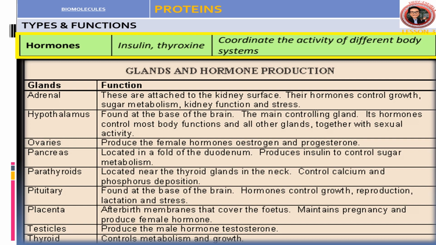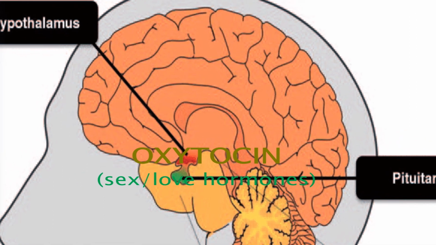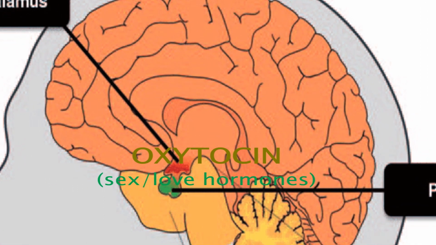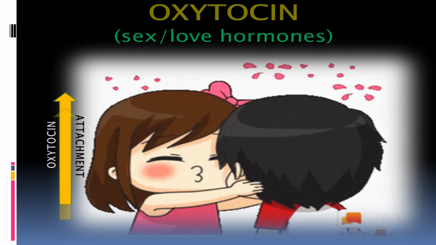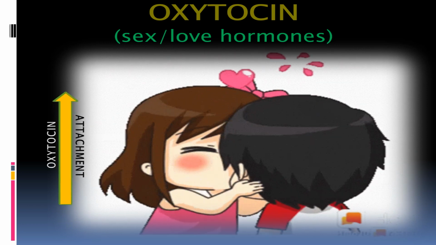But for this one, I'll be discussing some interesting hormones we have in our body. First is the oxytocin, which is a hormone produced by the hypothalamus and secreted by the pituitary gland. Aside from being a hormone that helps in muscle contraction to induce labor during birth, oxytocin is also considered as sex or love hormone. Yes, tama po. It is responsible for building attachment to a person.